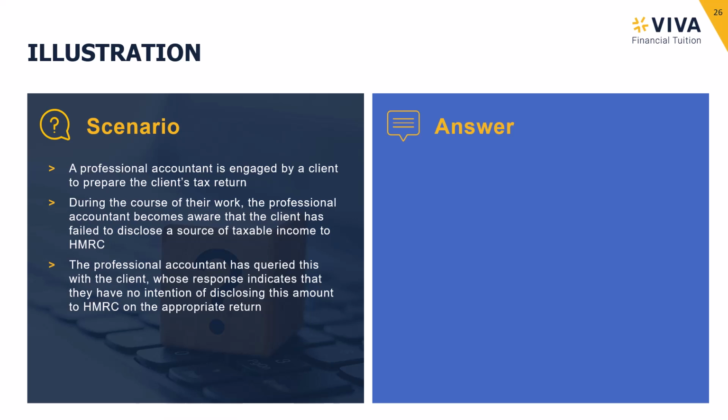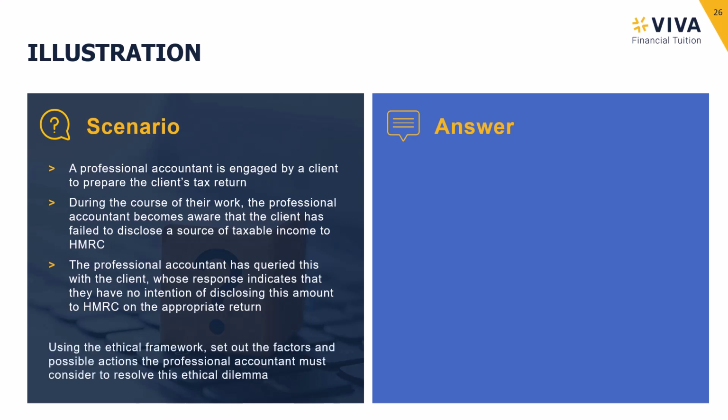This is what we are being tasked with. Using the ethical framework, set out the factors and possible actions the professional accountant must consider to resolve this ethical dilemma. The first step here would be to consider if all the relevant facts are known. So, for example, the professional accountant, now that they've become aware of this particular source of taxable income that hasn't been disclosed, they may choose to investigate if there are other sources of taxable income that also have not been disclosed.